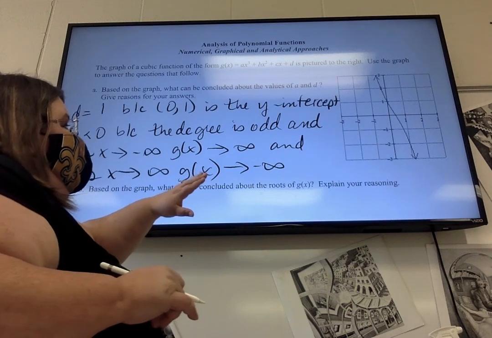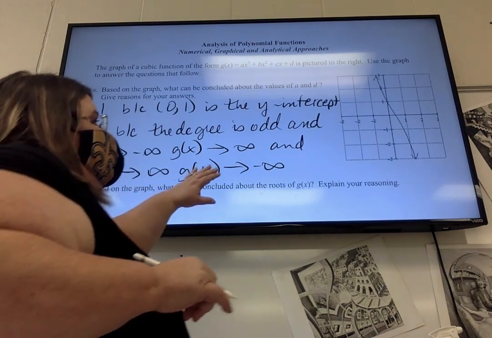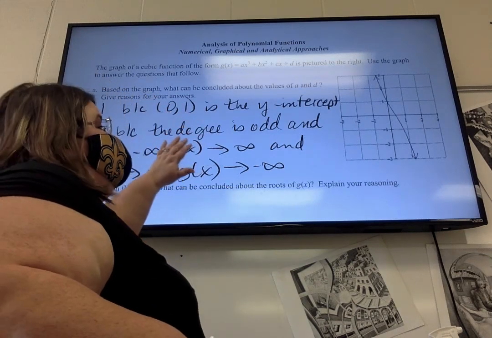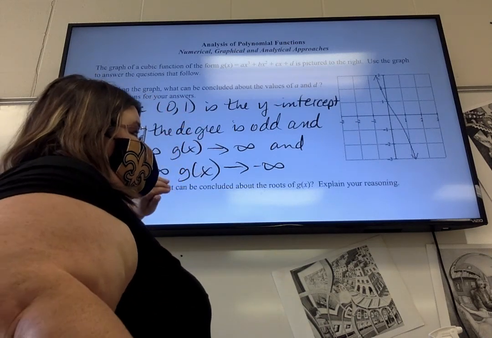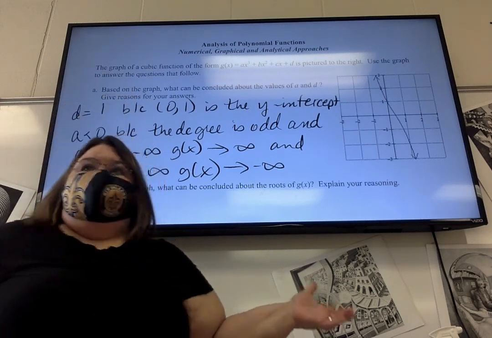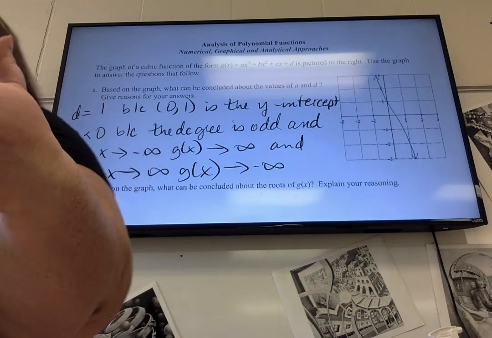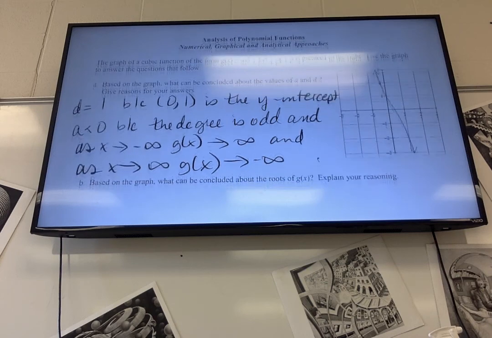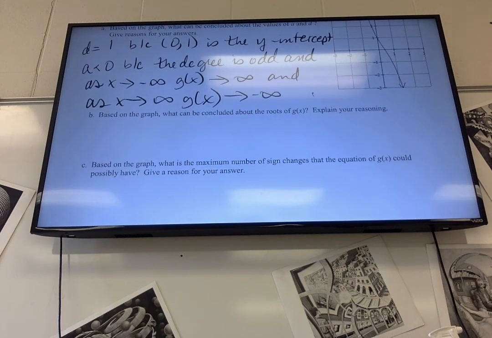He could have said it that way, that would have been fine. Basically, since this is an odd function and the ends are pointing in opposite directions, up on the left and down on the right, that means A had to be negative. A would be positive if it was reversed. Now, I don't know what A is, but I at least know that it's negative. There we go. B, based on the graph, what can be concluded about the roots of g of x?